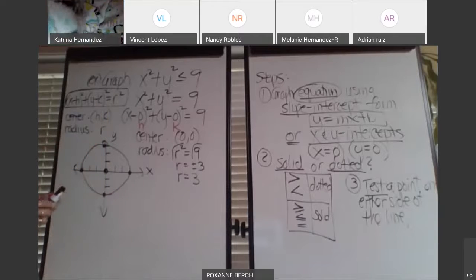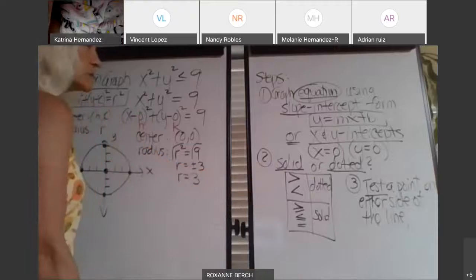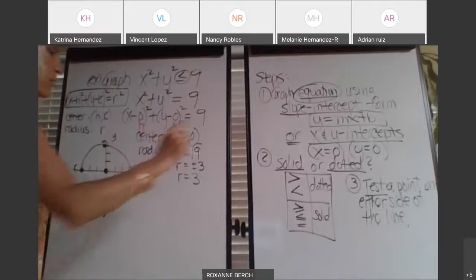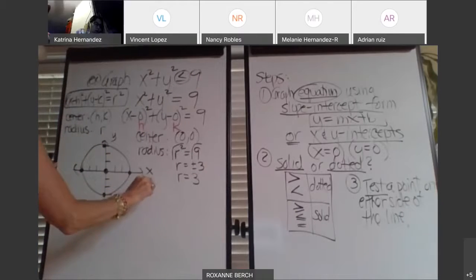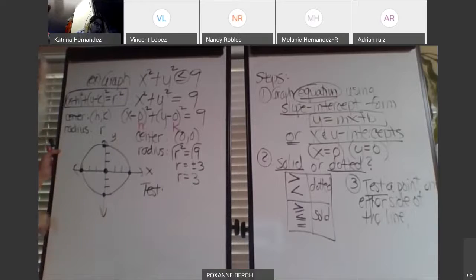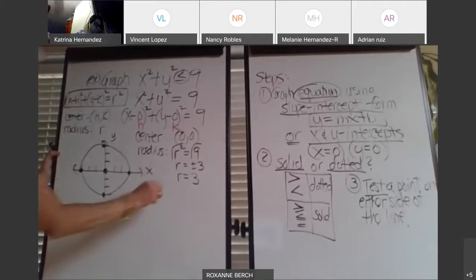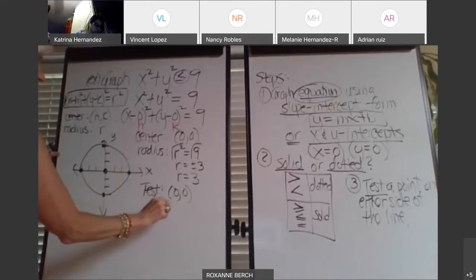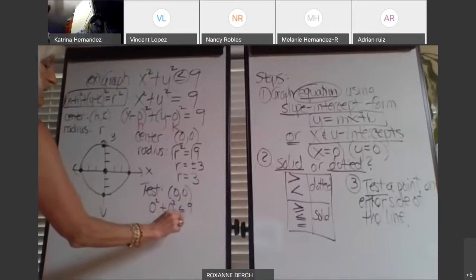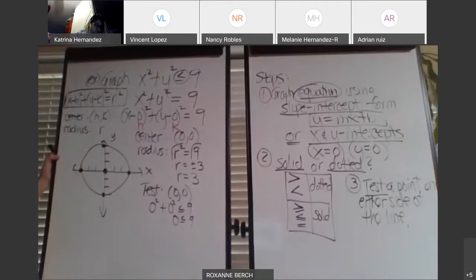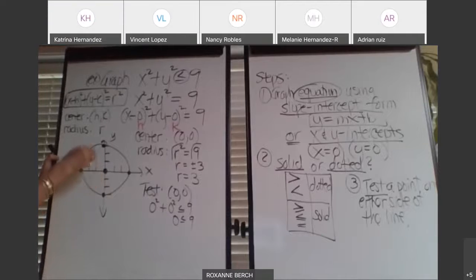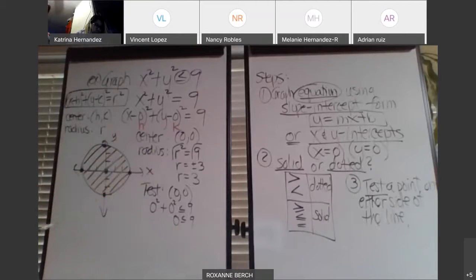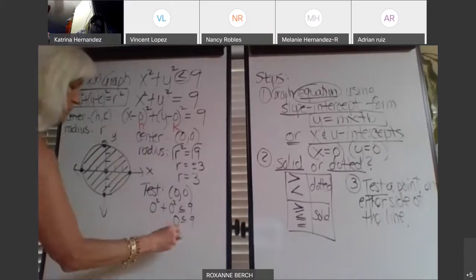Okay, now that's just the equation. Now we go to number 2. Is it solid or dotted? It's solid. And we're going to test a point. Either the solutions are inside the circle or outside the circle. So I'm going to test (0, 0) in the original. So you have 0 squared plus 0 squared. Is that less than or equal to 9? Is 0 less than or equal to 9? Yes, it is. So that means (0, 0) works, and you shade inside the circle. If it failed, shade outside the circle. So this is true.